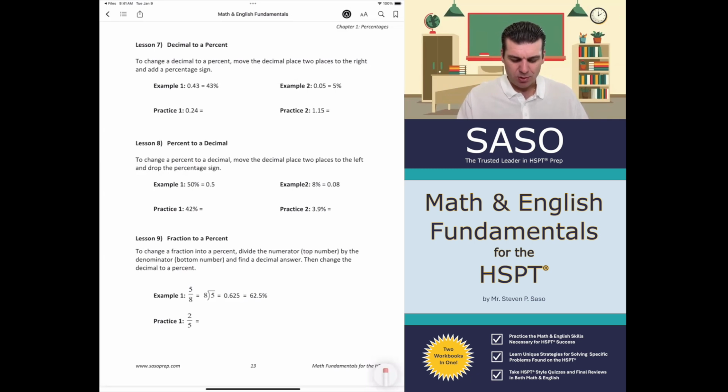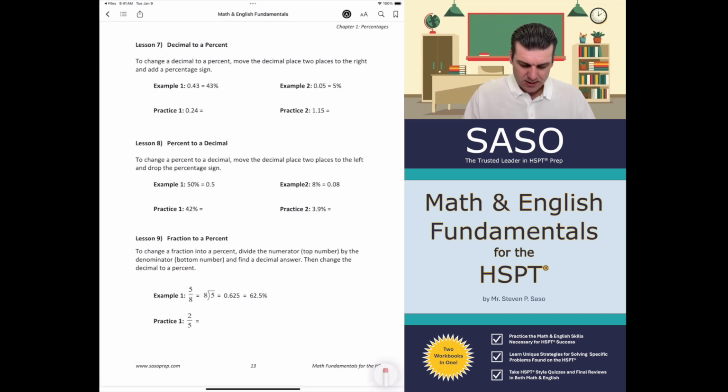To change a percent to a decimal, move the decimal place 2 places to the left and drop the percentage sign. So we're just doing the opposite of changing a decimal to a percent. We went 2 places to the right from a percent to a decimal. Now we go find the decimal, go 2 places to the left, and just drop the percentage sign.